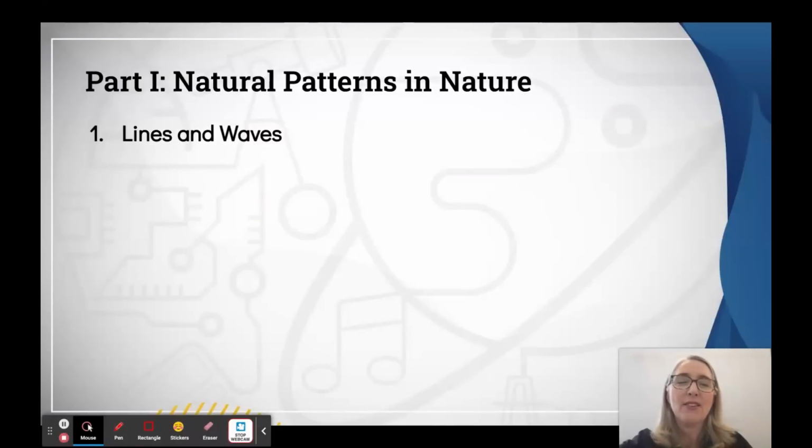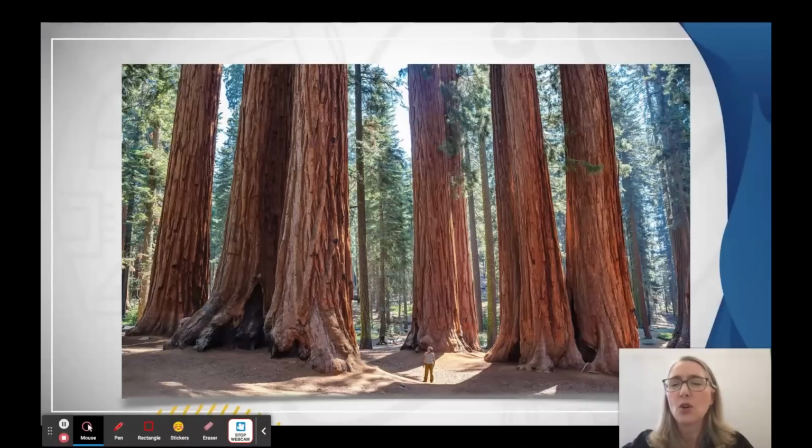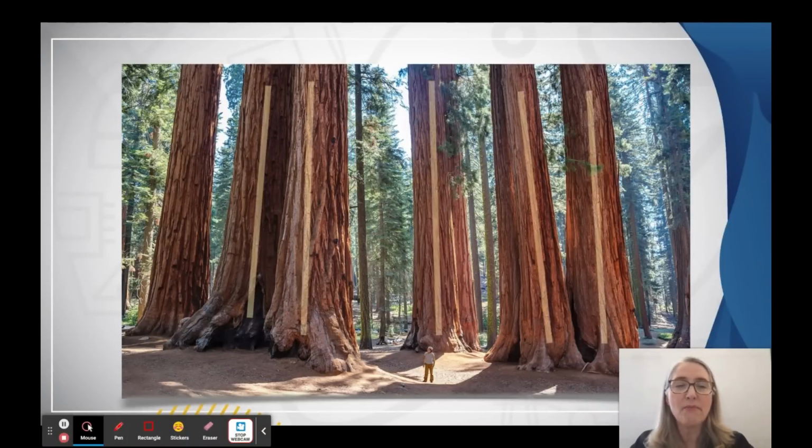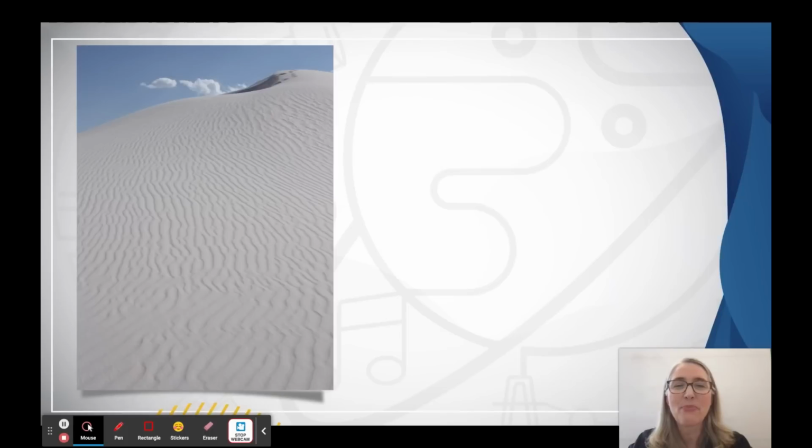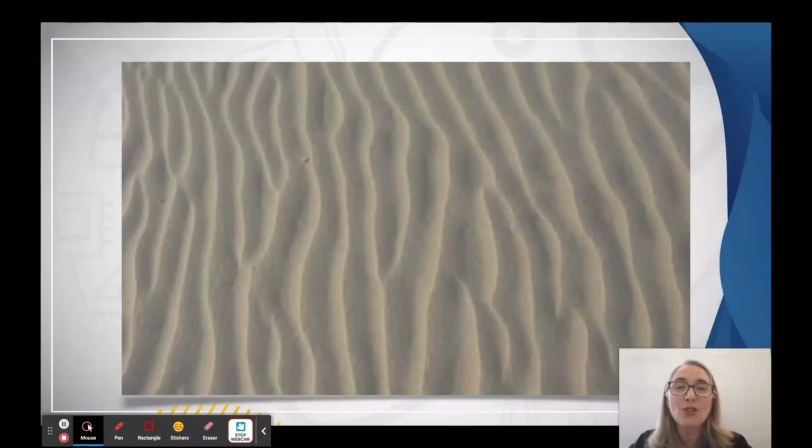So, the first natural pattern that we often see are lines and waves. All right, so you can see in these incredible sequoias that there are just these amazing straight lines that are found throughout the entire forest that artists have to reproduce then on their canvases. But if we go out to Great Sand Dunes National Park, you'll see these amazing dunes made out of gypsum. But look closer. And as you look closer, you'll see these incredible wavy lines that cover every inch of these dunes. It's really amazing to see.